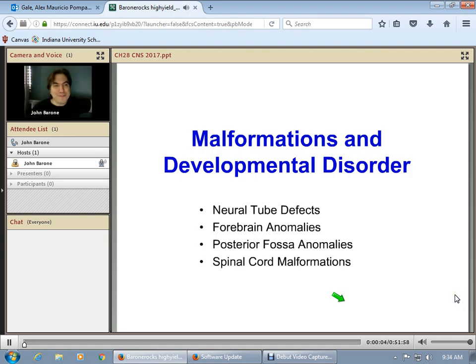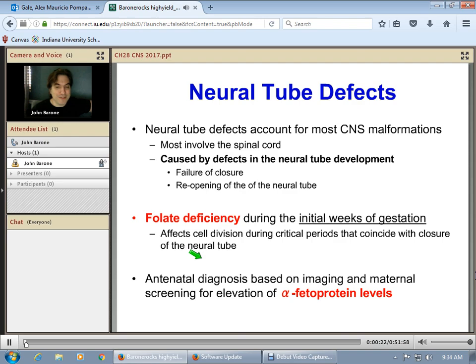Gang, our final tape for today, we'll do some malformations and developmental disorders first. These are pretty straightforward. We got things like neural tube defects, usually caused by folate deficiency, forebrain abnormalities, and of course posterior fossa abnormalities, and then finally spinal cord malformations. So let's get right to it.